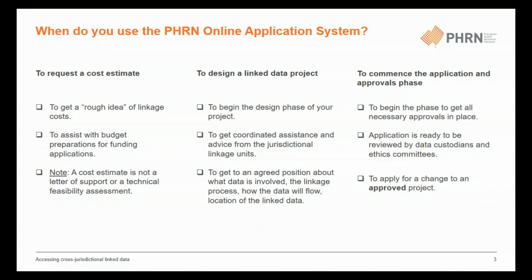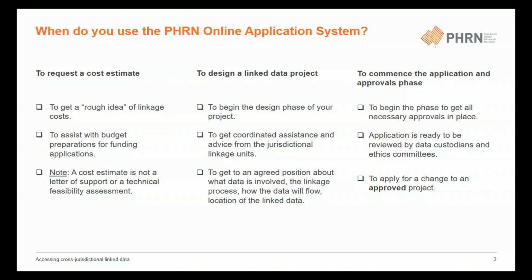The final reason when you would use the online application system is to commence the application and approvals phase. So once the design phase is finished, you move into the application and approvals phase, where the jurisdictional linkage units are liaising with the data custodians on your behalf to get all the necessary approvals in place, and the researcher is also then going to ethics committees and working on those, getting those approvals in place.